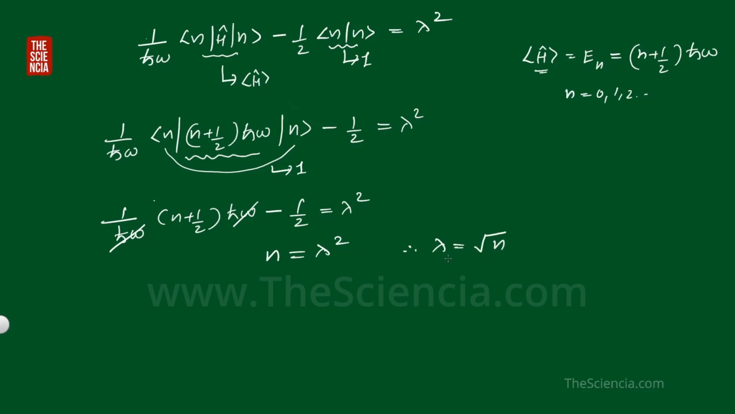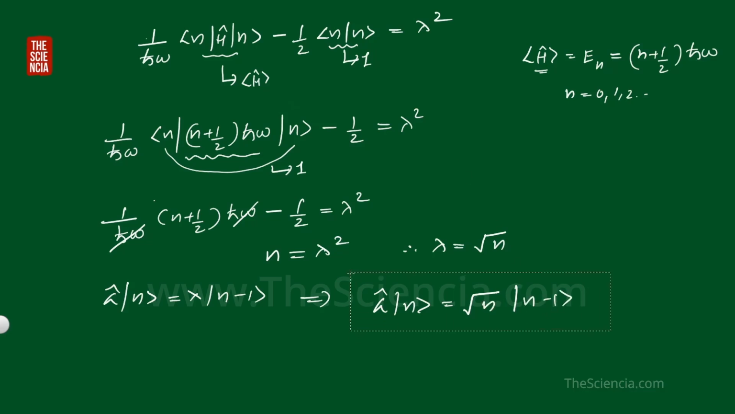Now we can substitute this value of lambda in the earlier expression. What is the earlier expression? The annihilation operator operating on ket n is equal to lambda ket n−1. So we get a operating on ket n is equal to root n ket n−1. So when an annihilation operator operates on a state, its value is reduced by 1 and the eigenvalue will be root n. Okay.